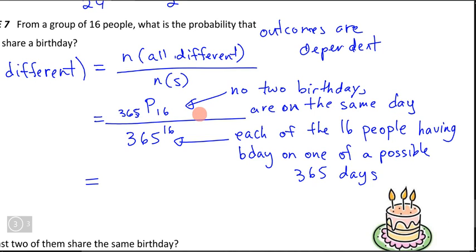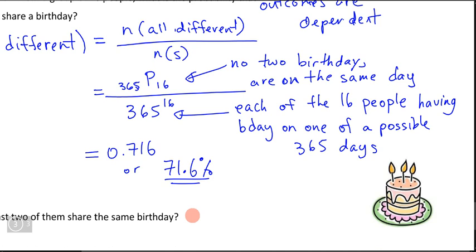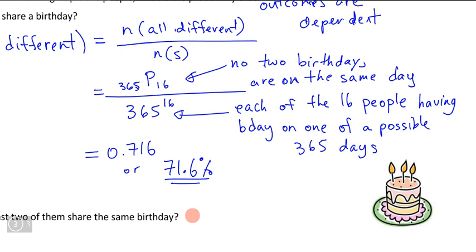So if I divide these two numbers, let me do this on the calculator to make sure I have this right. So 365 P16 divided by 365 to the power of 16 is 0.716 or 71.6% chance. So there's a 71.6% chance that out of a group of 16 people, no one will have the same birthday. Everyone will have a different birthday.